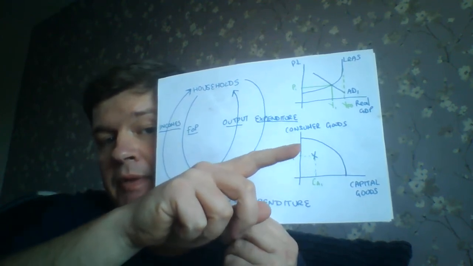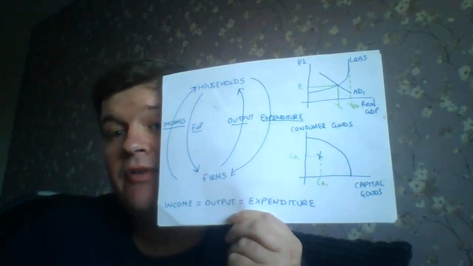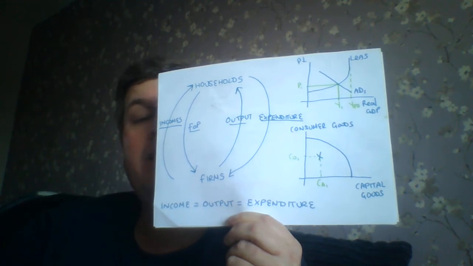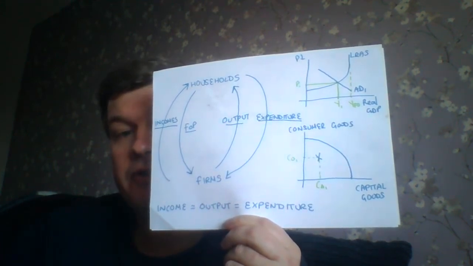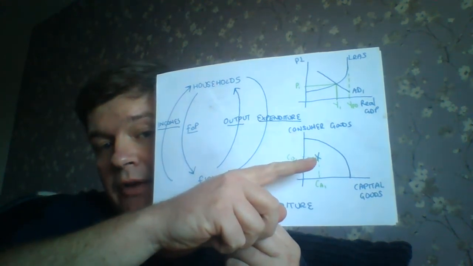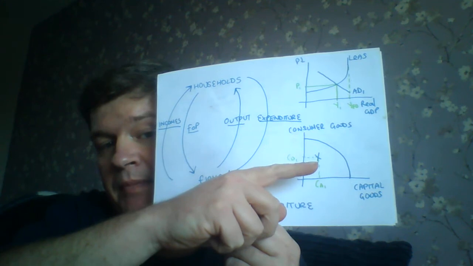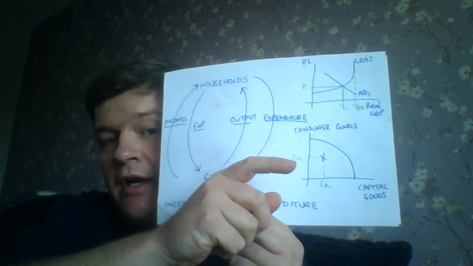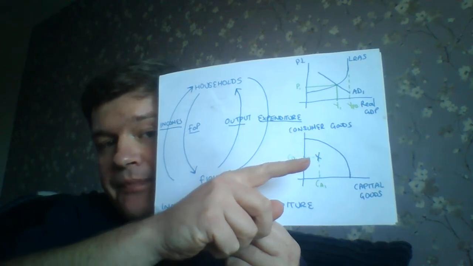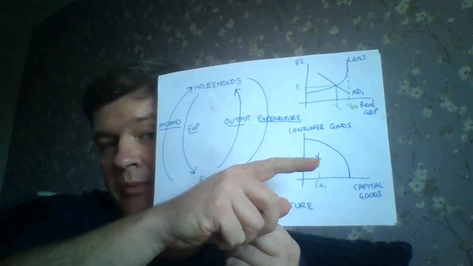This diagram, remember, the PPF itself measures the maximum potential output of the economy. It's what can be produced with an efficient use of a country's factors of production. If we operate at the cross, it means that's the actual output of the country, that's the GDP. So here we're producing CA1 capital goods and CO1 consumer goods. So that's the actual output and that is the potential output.